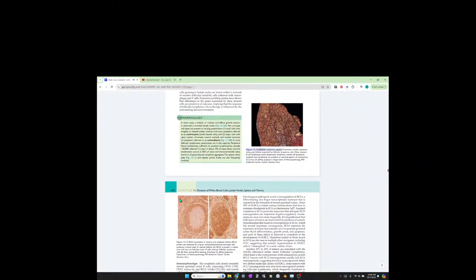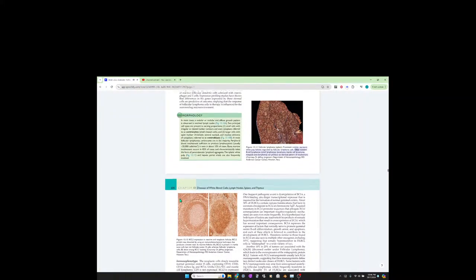Figure 13.11 Follicular lymphoma. Prominent nodules represent white pulp follicles expanded by follicular lymphoma cells. Other indolent B-cell lymphomas can produce an identical pattern of involvement.